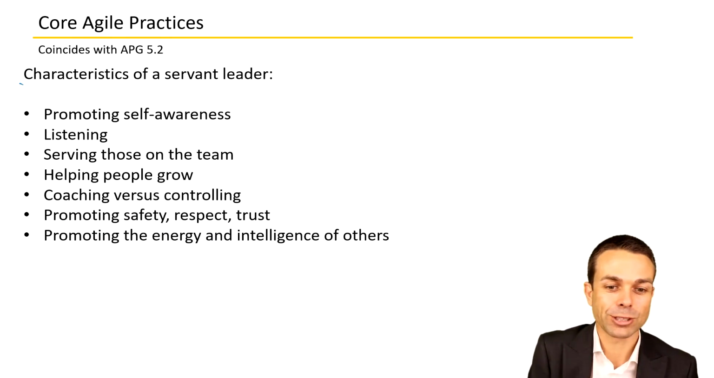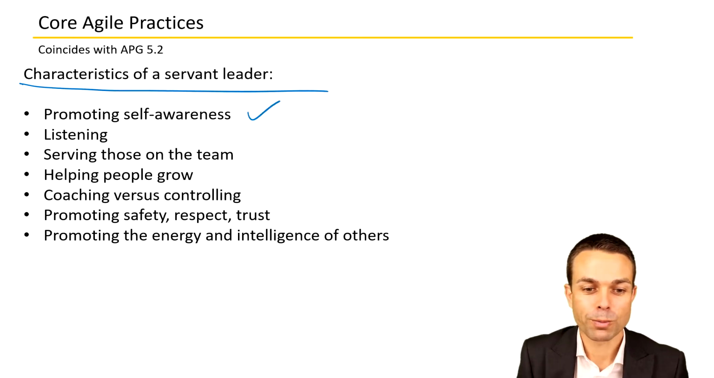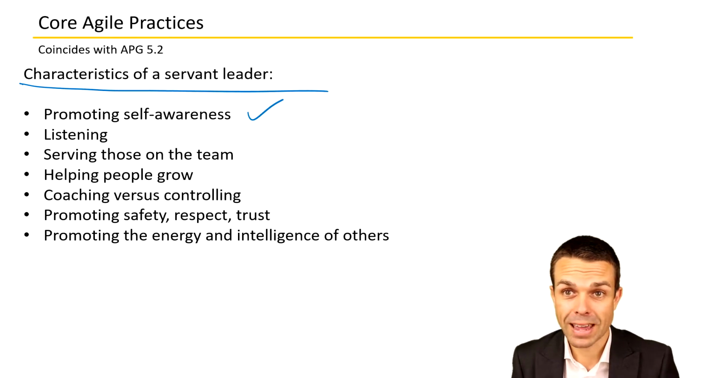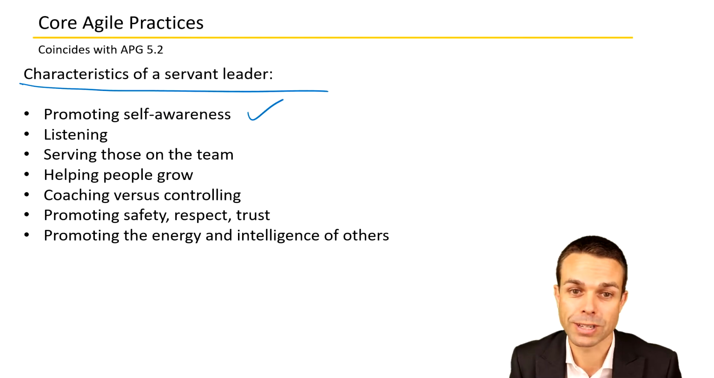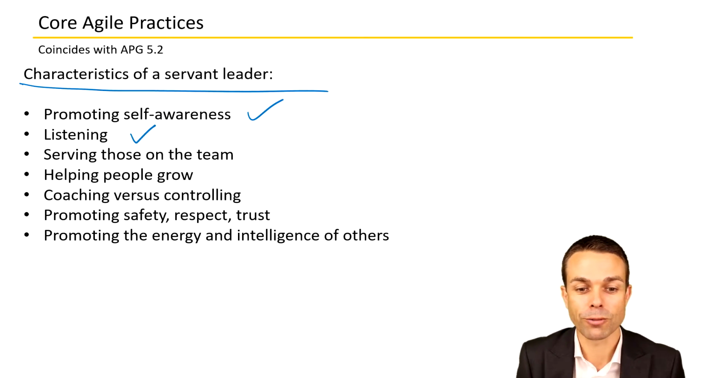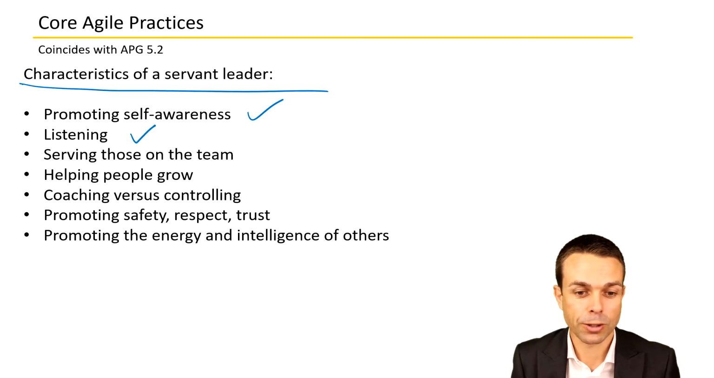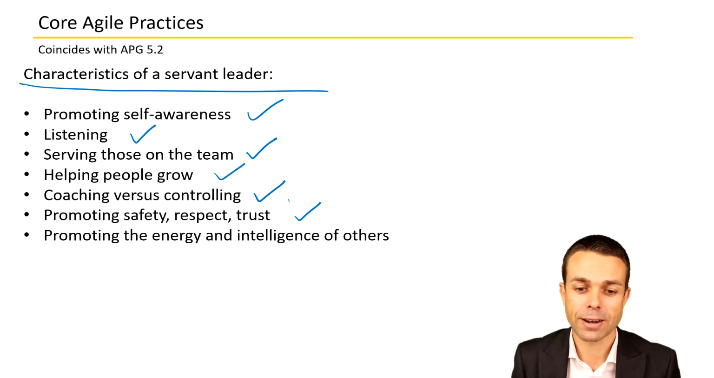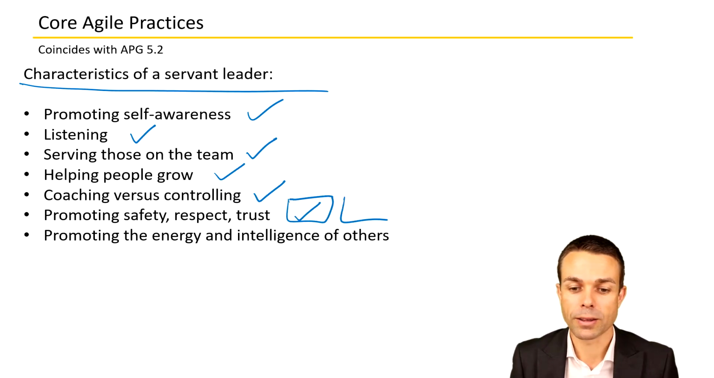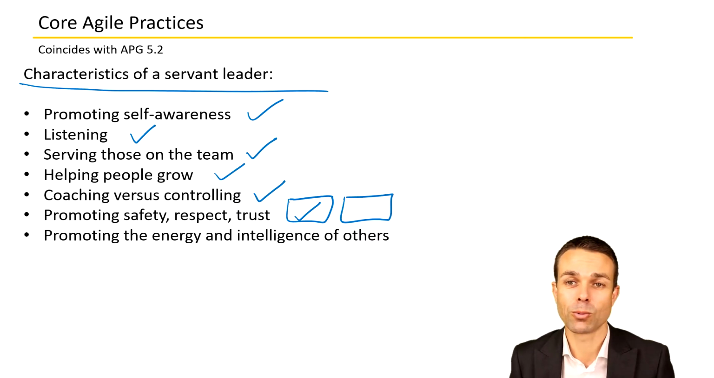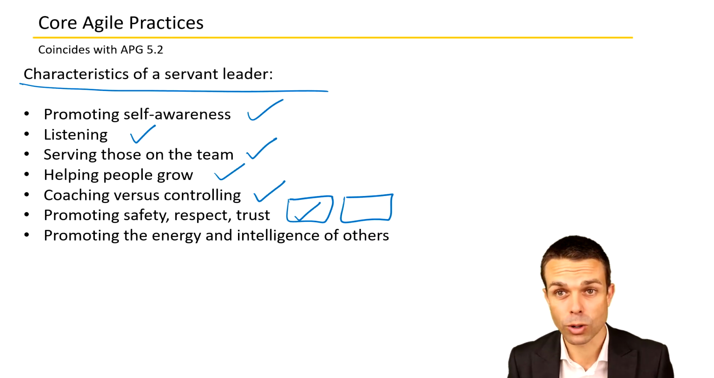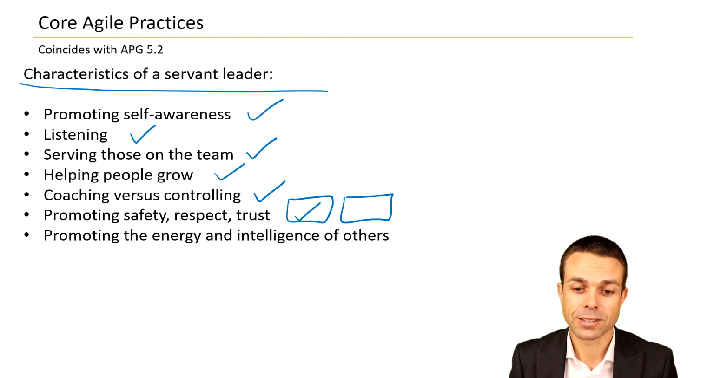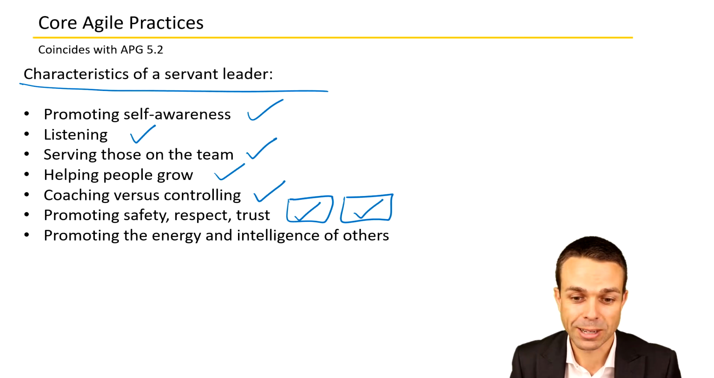The characteristics of a servant leader. First of all, they promote self-awareness of themselves and of the team members, wanting to improve and grow team members, listening to what's going on within the team and from your customers as well, serving those on the team instead of controlling, so coaching the team versus controlling, helping people grow, promoting safety, respect, and trust. And that environment will really help people talk about what's blocking them, what they need to get the work done, what they need to grow and feel better about doing the work as well. And all those things are keys to helping you get better results from the team as a servant leader.